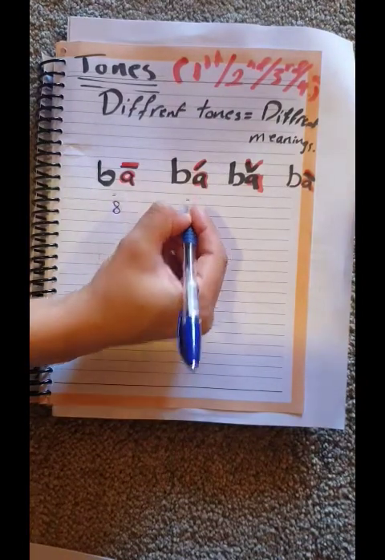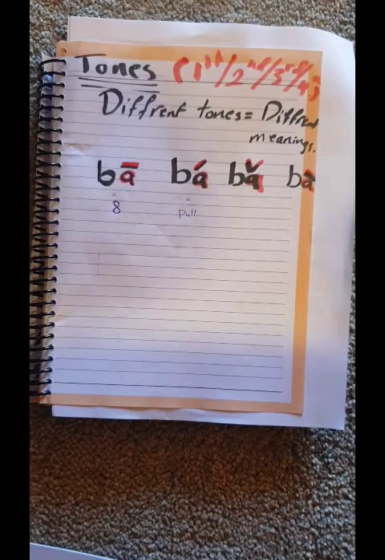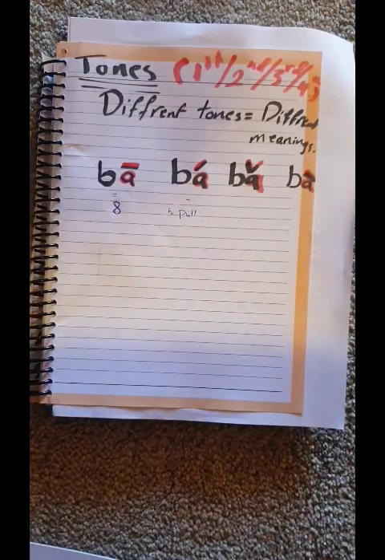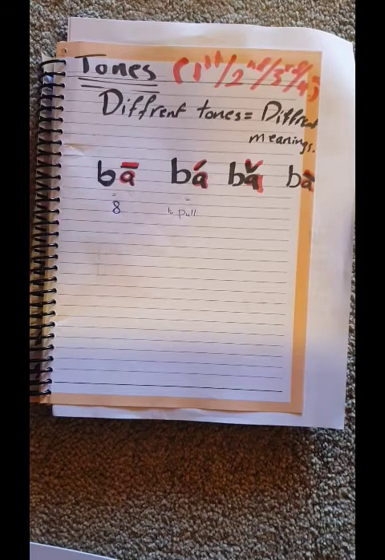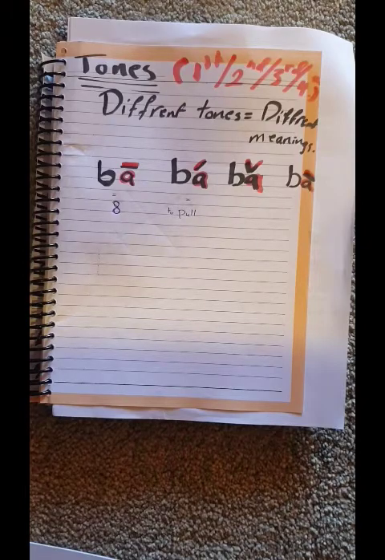So when I put it in the second tone, the meaning of it will be a verb: to pull something out, to pull something. Okay? So ba means number 8 in Chinese, and ba means to pull something, which means like this picture, guys.